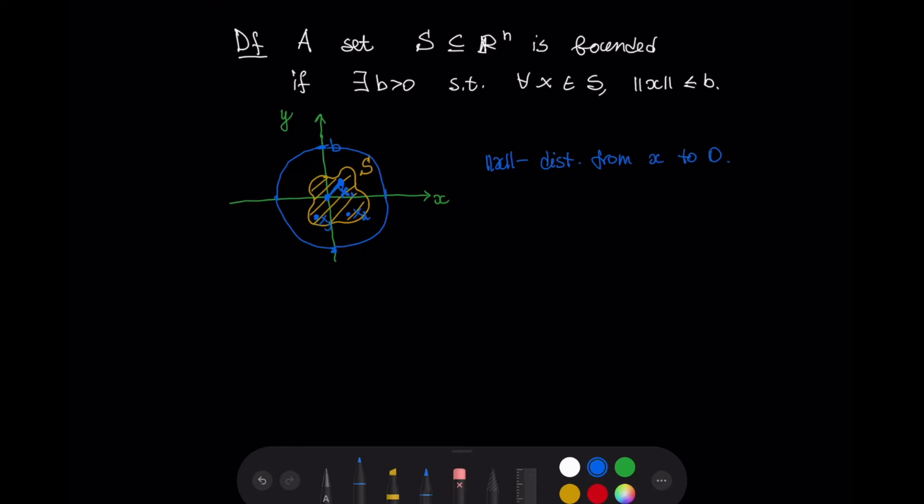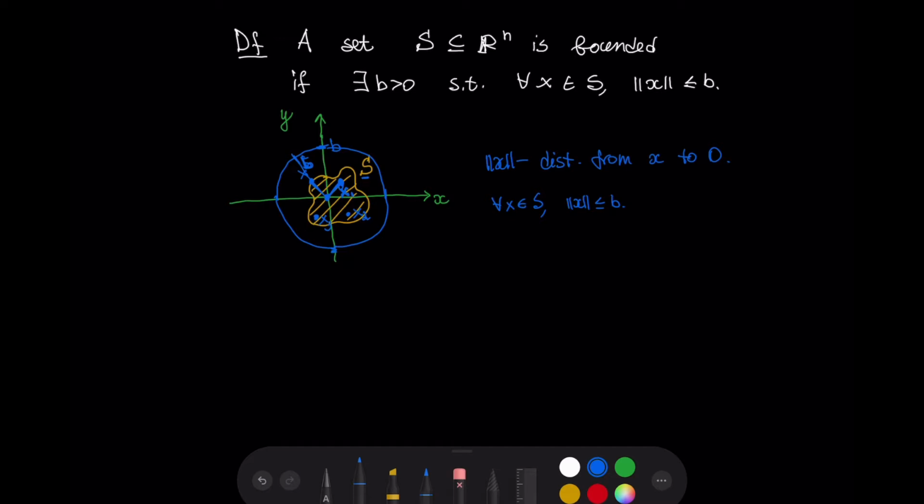From this picture, you see that obviously the set S is inside of this circle. But what does that mean? It means that if I take an element X inside of the set S, the distance from X to 0 is going to be less than the radius of this circle, which is the number b. So for every X in S, the norm of X, which is the distance from X to 0, is less than or equal to this number b, which is the radius of this circle. This is a way to help us understand more intuitively what it means for a set to be bounded in Rn.